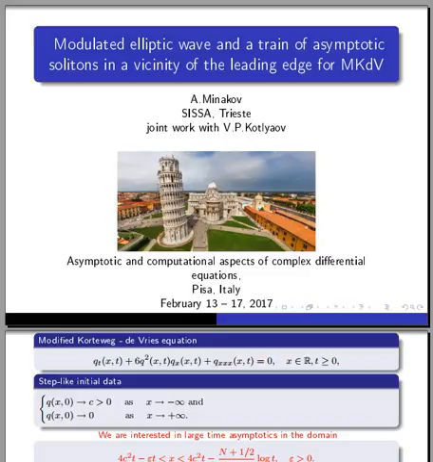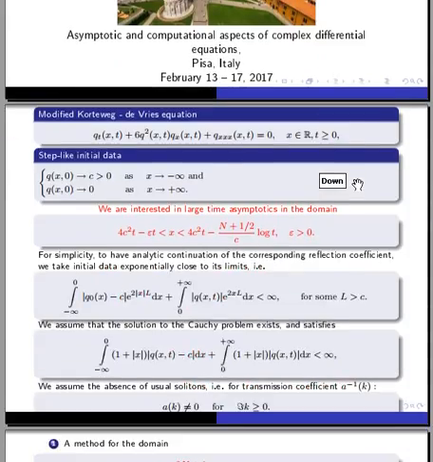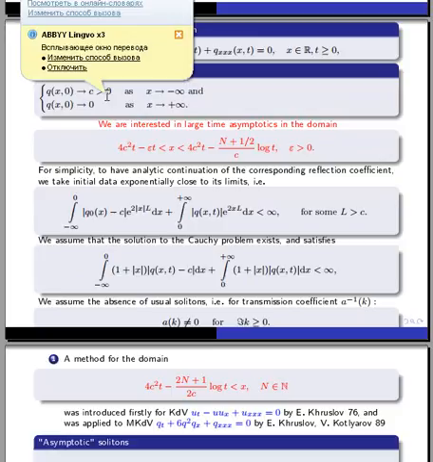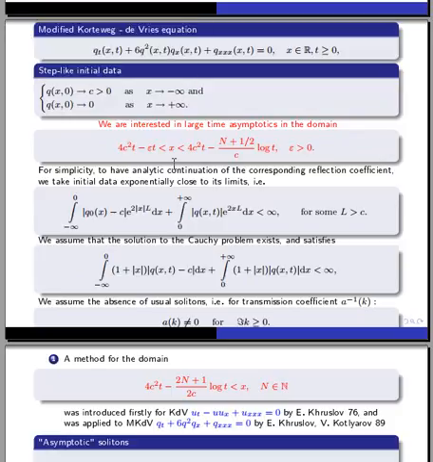And we consider the modified Korteweg-de-Vries equation, and we are interested in the long-time asymptotic behavior of its solution. The initial data is supposed to be a step-like function that tends to a positive constant c when x tends to minus infinity, and tends to 0 when x tends to plus infinity. And mostly we are interested in the following domain.